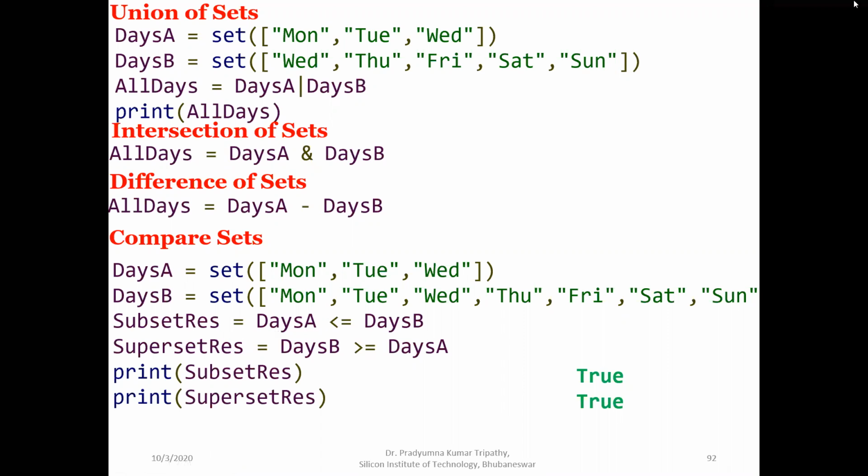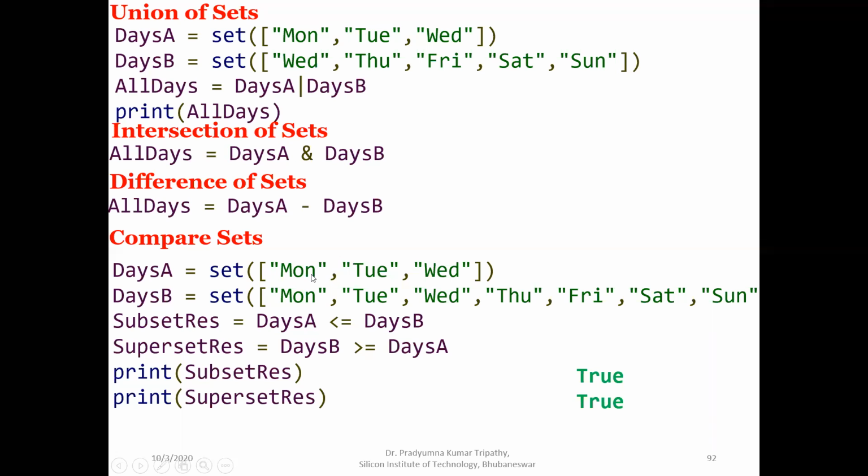This is the subset result I have stored. If A is less than or equal to B, the second one is B greater than or equal to A. Just look over here: Monday, Tuesday, Wednesday. Is this a subset of this or not?